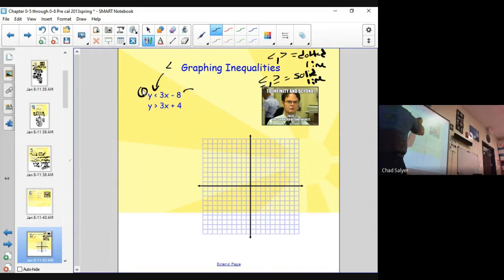3x minus 8. The related equation, you just change the inequality symbol to an equal sign to find the related equation. 3x minus 8. We'll graph that because the y-intercept is negative 1, 2, 3, 4, 5, 6, 7, 8. And then you go up 3 and over 1 to find the next point. Up 3 over 1, 3 over 1. Because the slope is positive 3. So there's our first line.